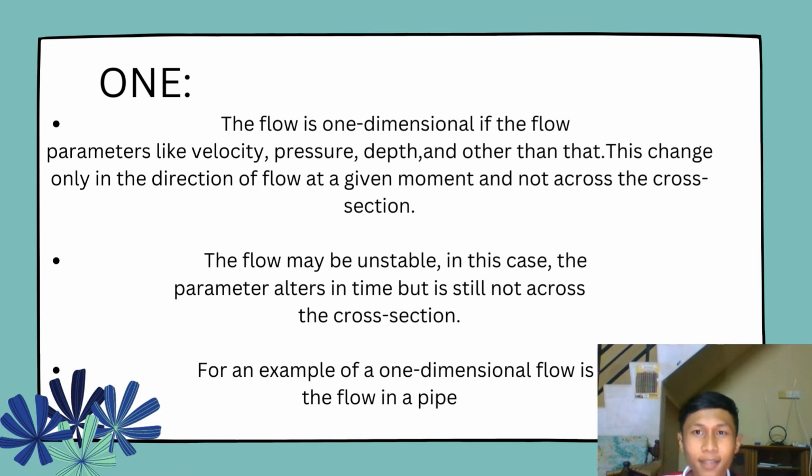Today I will present about one-dimensional flow. The flow is one-dimensional if the flow parameters like velocity, pressure, depth and others change only in the direction of flow at a given moment, and not across the cross section. Second, the flow may be unsteady. In this case, the parameters alter in time but still not across the cross section.